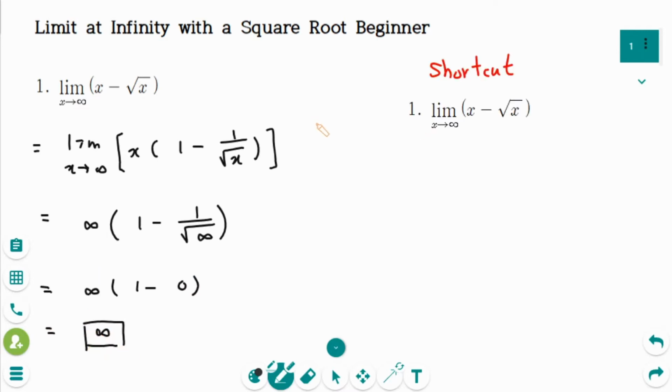There is also a shortcut to solve this question. Simply pay attention to the term with the highest power of x. Do not think about the other term. Once again, the highest power is x, and put infinity into x. The answer is infinity.